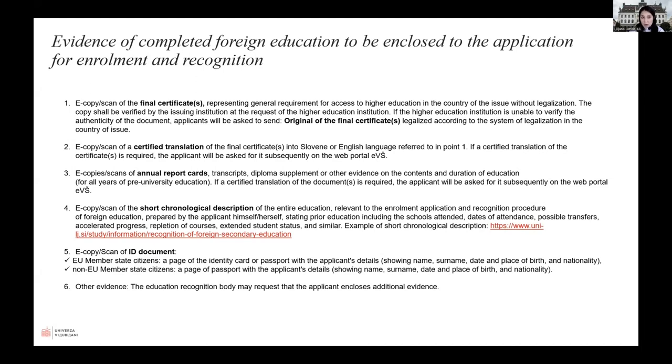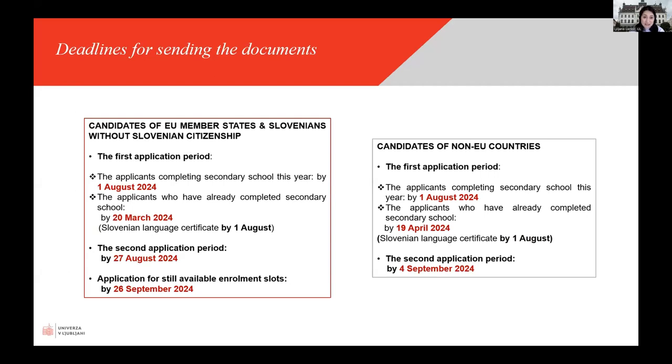You also need to upload your ID or passport. If you're from a non-EU country, you can only upload a scan of your passport. And of course, if you need any additional evidence, the enrollment service of the University of Ljubljana will inform you about it. For citizens of the EU member states and Slovenians without Slovenian citizenship, in the first application period, for applicants completing secondary school this year, you need to send documents by August 1st, as I said.